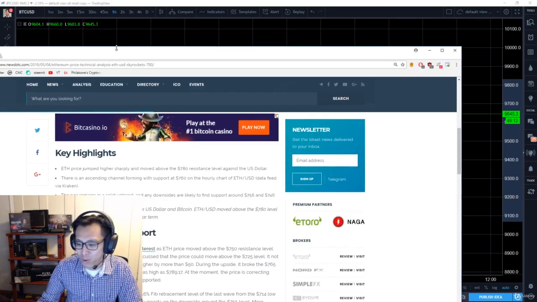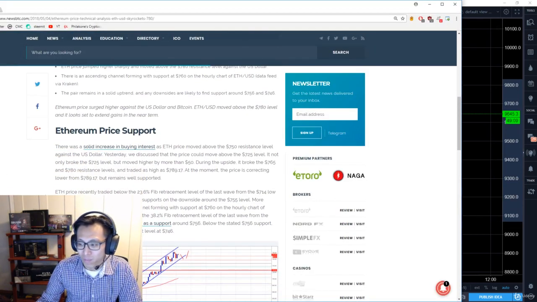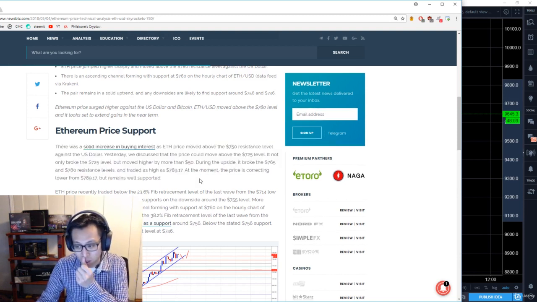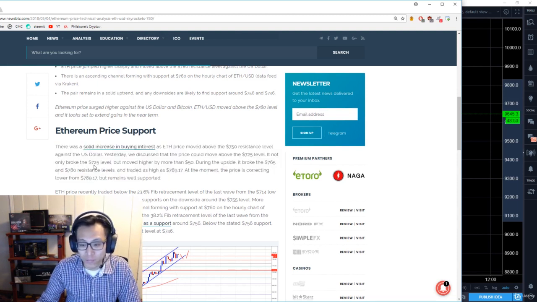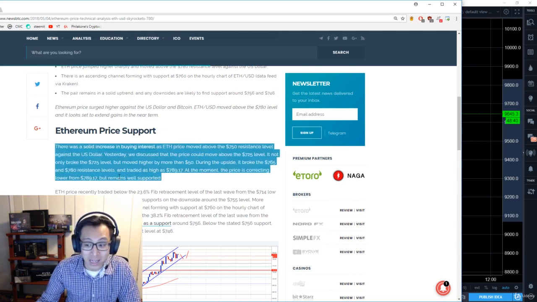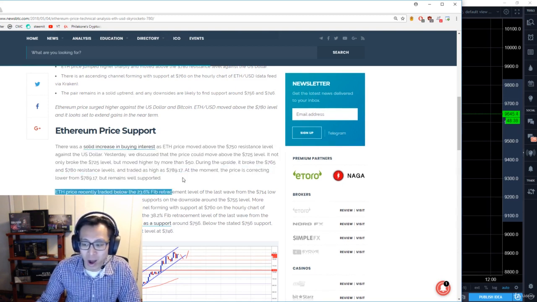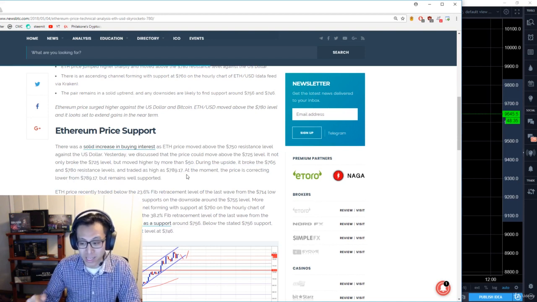So let's go over some more things that they're talking about. There was a solid increase in buying interest as Ethereum price moved above the resistance level. Yesterday, we discussed that the price could move above the 725 level. It not only broke the 725 level, but moved higher by more than $50. During the upside, it broke $765 and $780 resistance levels. So they're not really talking about any indicators here yet, okay?